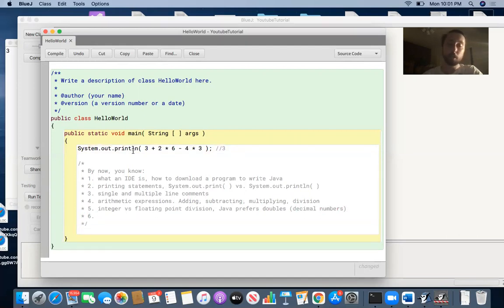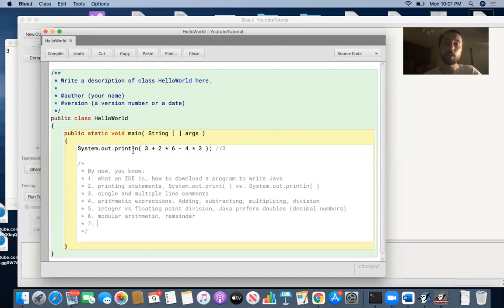And you also understand modular arithmetic. So this was the idea with the remainder. And finally, we talked about order of operations. Okay, order of operations. So multiply and divide before adding and subtracting, just as you would expect from a mathematical perspective. So in the next video we'll be talking about variables, so trying to basically store important values in Java so that we can use them throughout the execution of our code.